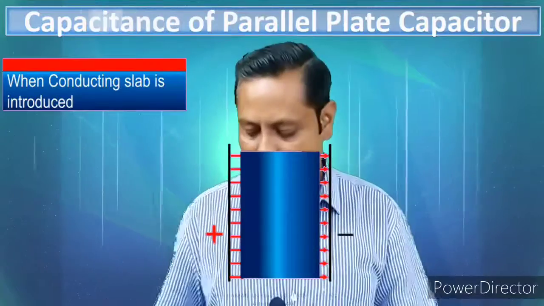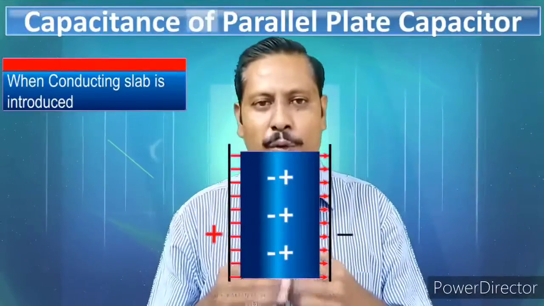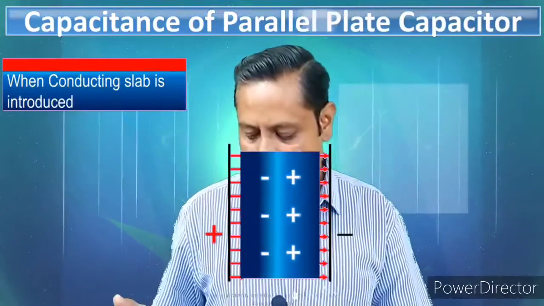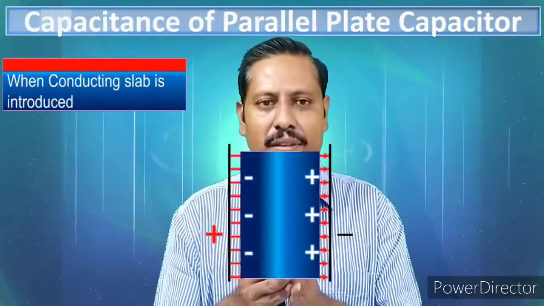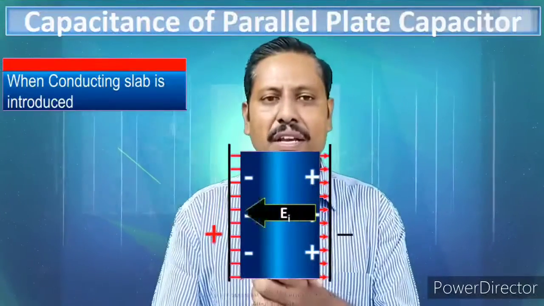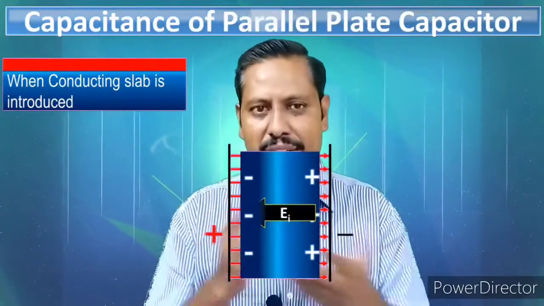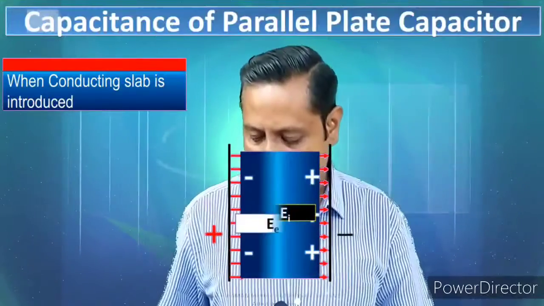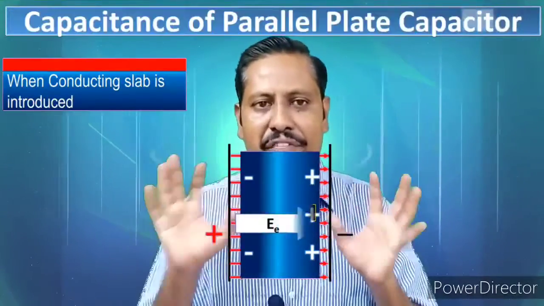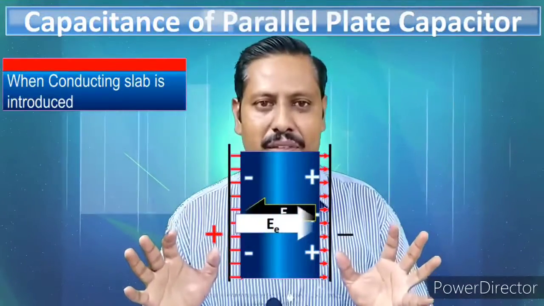Just like the dielectric slab, the conducting slab will also have positive and negative charge pairs. Due to the external field, these charges can be separated out like this. Now this gives rise to an internal electric field, let us say E_I. At the same time, the plates are giving the external electric field. Due to these two combined effects, what will happen?